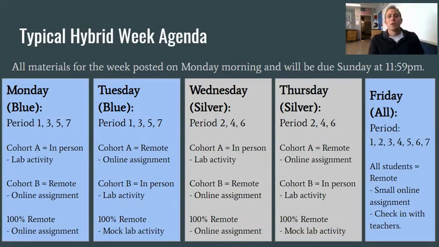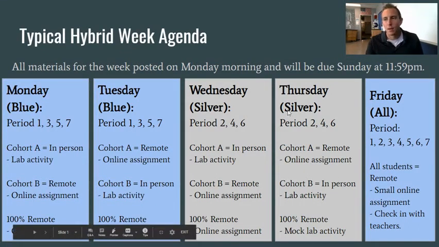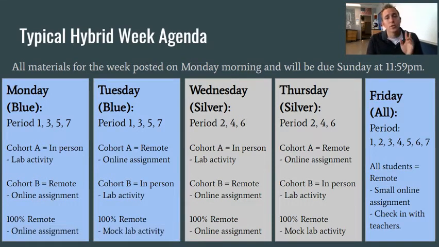Okay. So for Tuesday then, cohort A is going to be remote, so you guys will be at home, and you'll be doing that same online assignment that cohort B did here. Then cohort B, you're essentially switching with cohort A, and now you're going to be coming in person. And again, this is just your blue day classes, so periods 1, 3, 5, and 7. So cohort B on Tuesday will be doing the in-person lab activity.